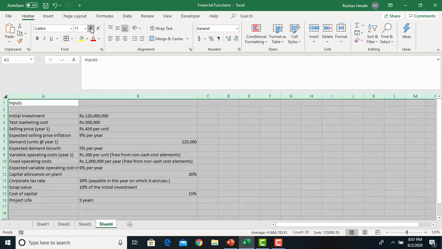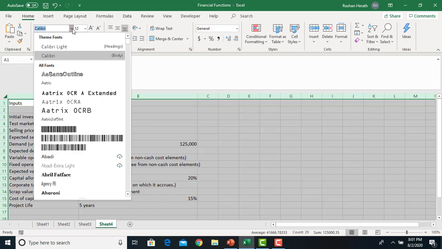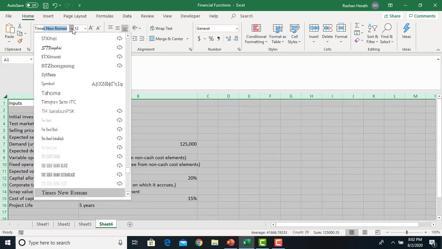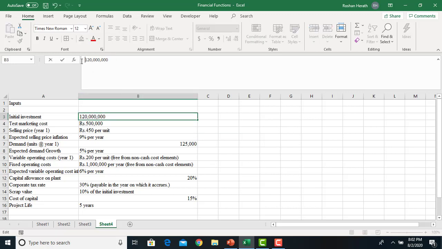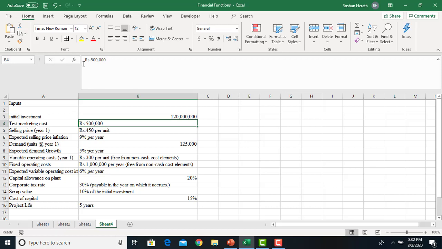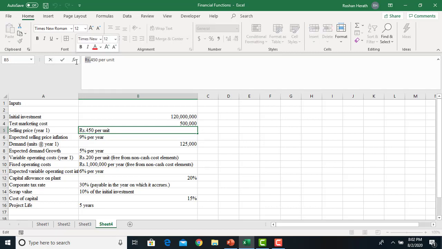So you need to do some adjustments, the modifications. So we may do those applicable adjustments. Having done that, we can get into that. So here initial investment, let's remove this rupee value. Then the test marketing cost, again we may modify that.